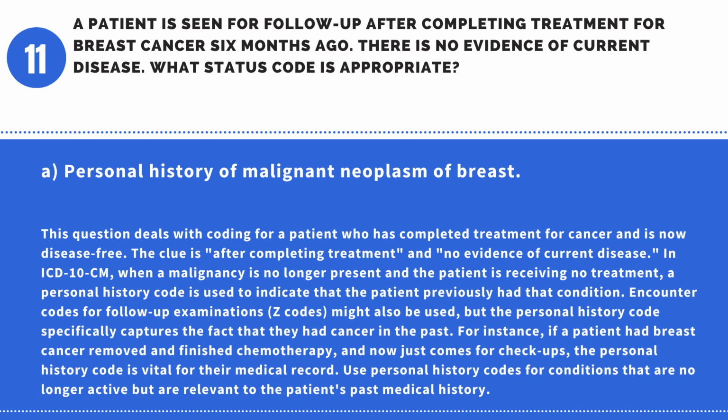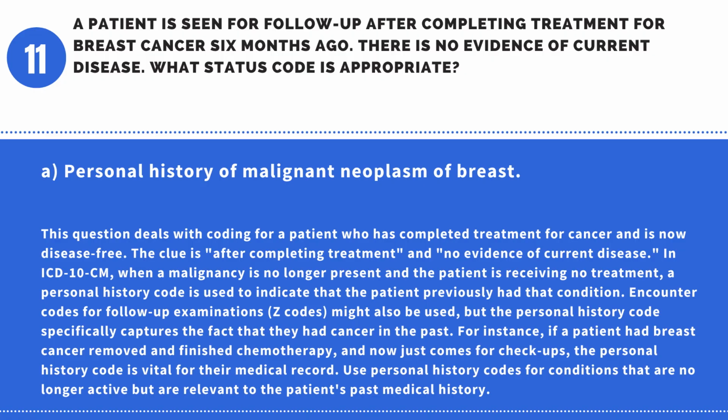Answer: A. Personal history of malignant neoplasm of breast. This question deals with coding for a patient who has completed treatment for cancer and is now disease-free. The clue is after completing treatment and no evidence of current disease. In ICD-10-CM, when a malignancy is no longer present and the patient is receiving no treatment, a personal history code is used to indicate that the patient previously had that condition.